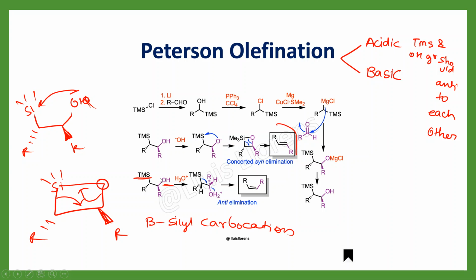So for anti, let me explain in simple language. Wait, SiMe3 is there, R is there, R is here, OH is here, and one other is your hydrogen. You know that for acidic condition, this SiMe3 and this OH should be anti. So we have to, as per stereochemistry, keeping one bond fixed, we can align all three bonds.